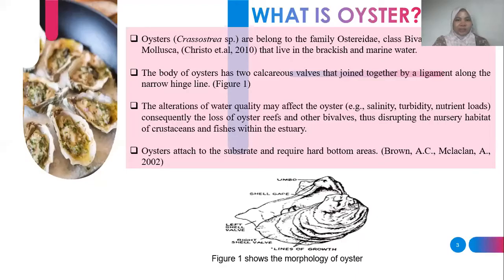So what is oyster? Oysters belong to the family Ostreidae, class Bivalvia in the phylum Mollusca, that live in brackish and marine water. The body of an oyster has two calcareous valves that join together by a ligament along the narrow hinge line. The alteration of water quality may affect the oyster. Consequently, the loss of oyster reef and other bivalves disrupts the nursery habitat of crustaceans and fishes within the estuary. Oysters attach to the substrate and require hard bottom areas.